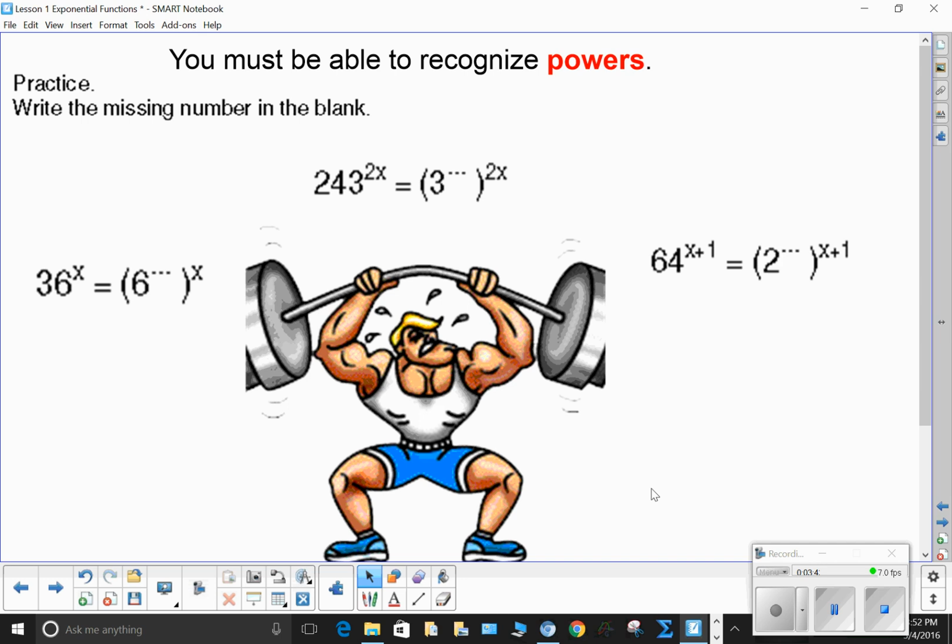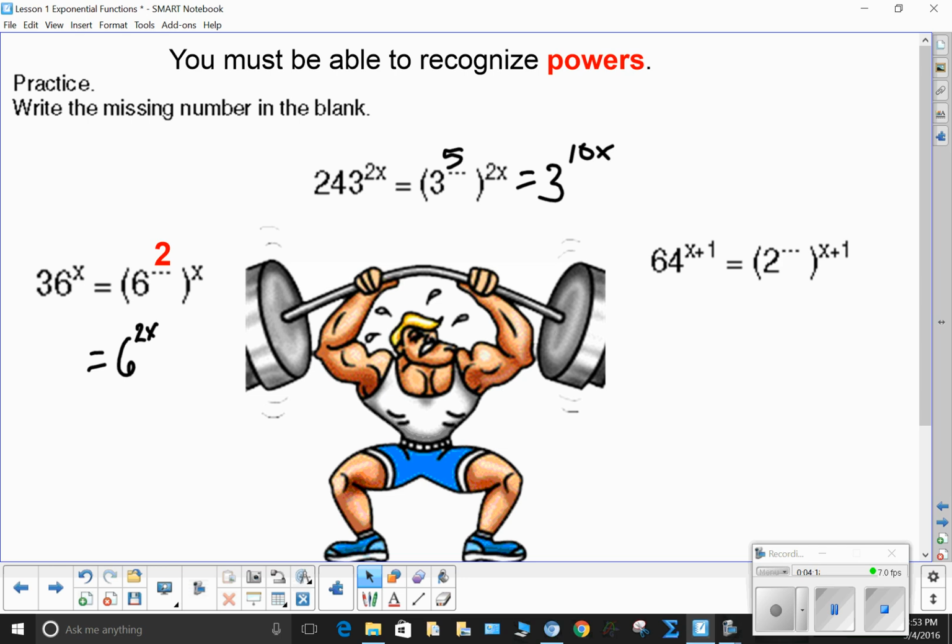Now, in order to do that, you've got to be able to recognize some powers. 36 to the x, that's the same thing as 6 squared to the x, which is equal to 6 to the 2x. Remember, when you raise a power to a power, you multiply. 243 to the 2x. That's actually 3 to the 5th power. 3 to the 5th power to the 2x power is 3 to the 10x.